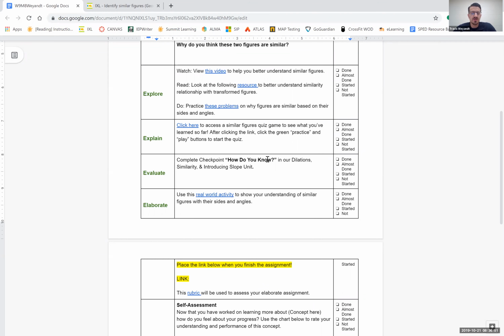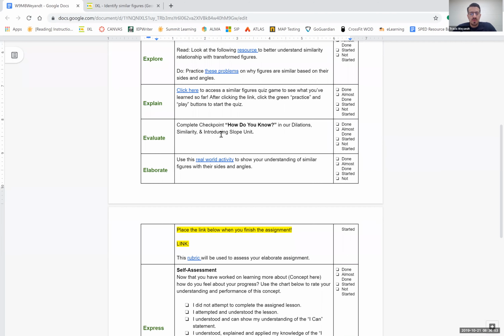For the checkpoint, what I'd like you to do is, how do you know? Again, how do I know? Well, if I know they're similar, how? So developing those explanations and the importance of being able to share what you know and why you know it.